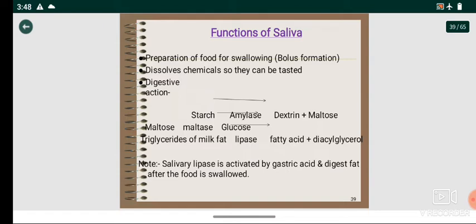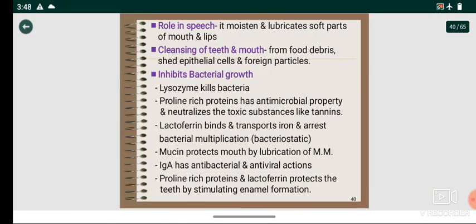So salivary lipase is activated by gastric acid and digests fat after the food is swallowed and goes into the stomach. Now the next function is its role in speech. Saliva moistens and lubricates the soft parts of the mouth and lips.